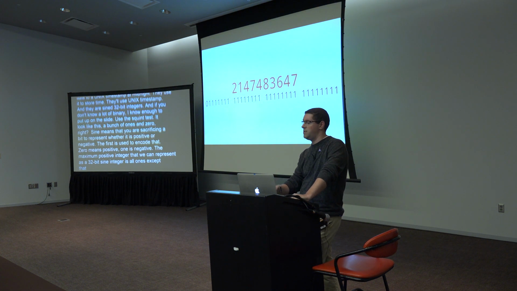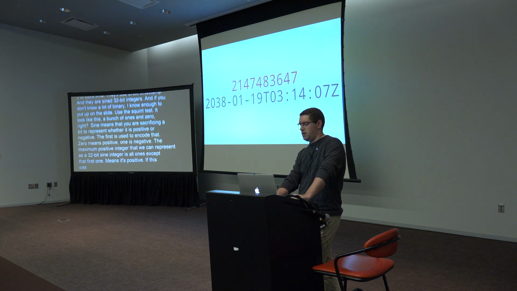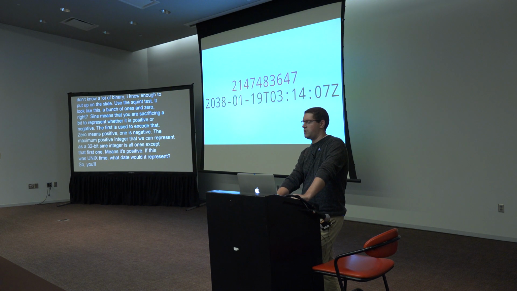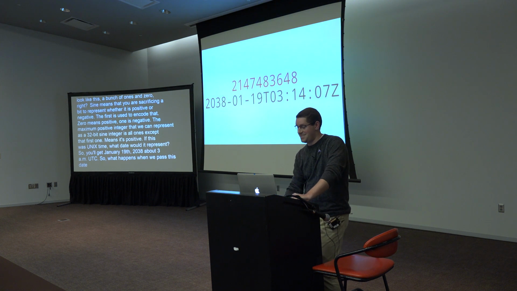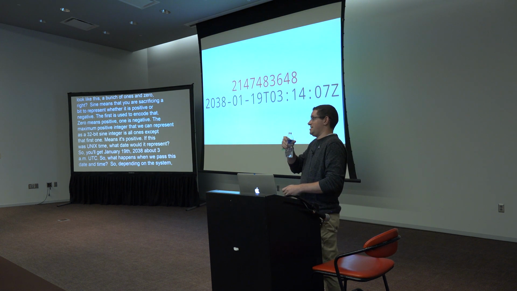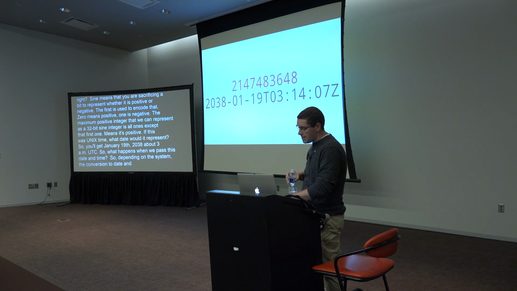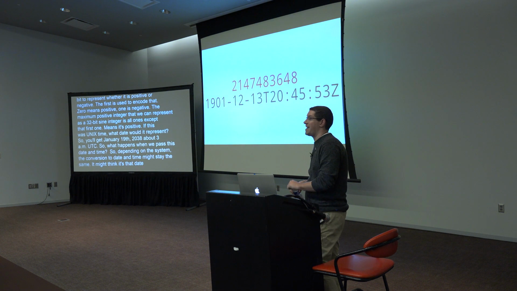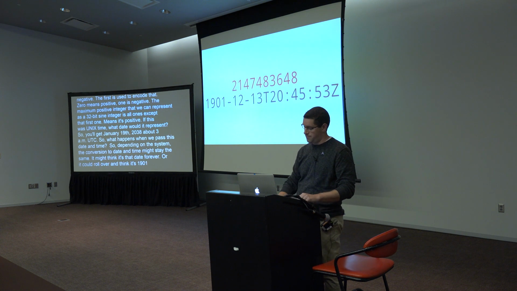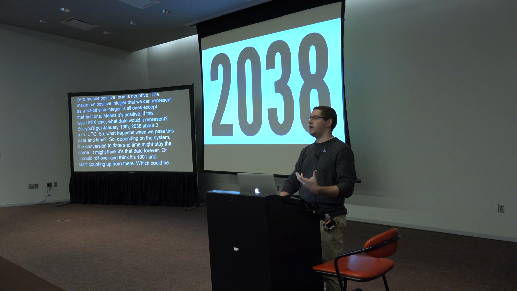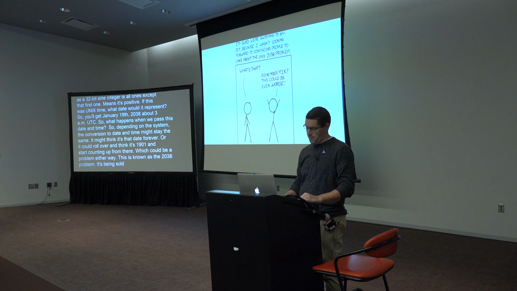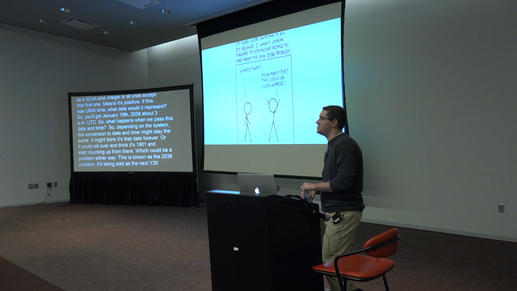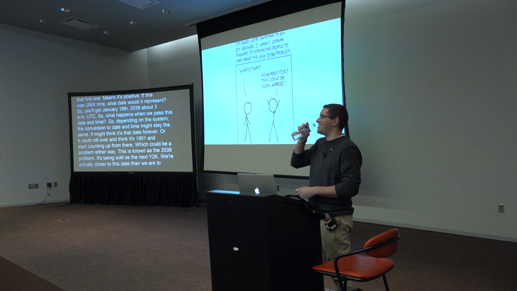So if this was Unix time, what date would it represent? So you'll get January 19th, 2038, about 3 a.m. UTC. So what happens when we pass this date and time? Depending on the system, the conversion to daytime might just stay the same. Might think it's that date forever. Or it could roll over and think it's 1901 and start counting up from there, which could be a problem. Either way, this is known as the 2038 problem, and it's being sold as the next Y2K. We're actually closer to this date than we are to January 1st, 2000, so it's time to panic again.